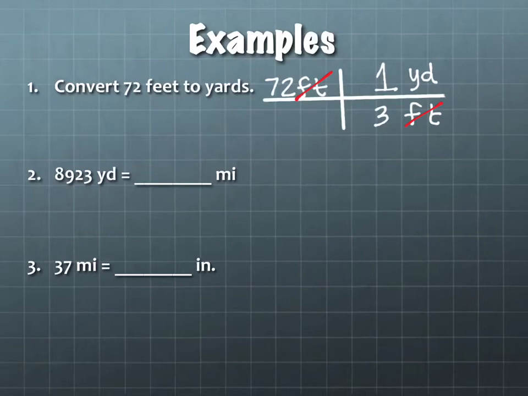And the reason that we're able to do this is because this is equivalent to multiplying by a fraction. The fraction is 1 yard on top, 3 feet on bottom.